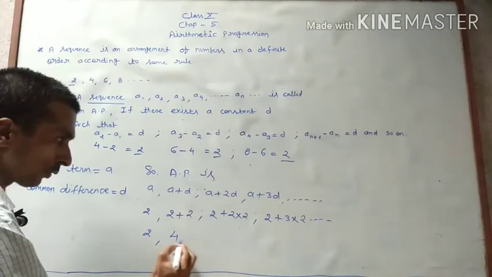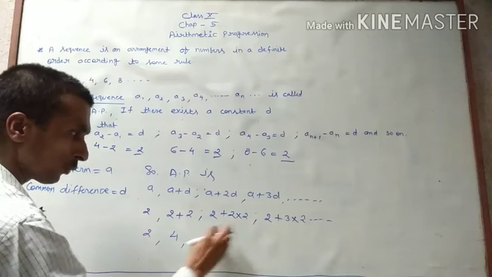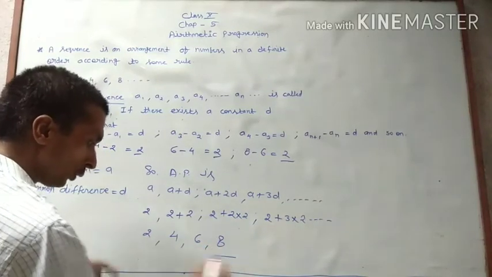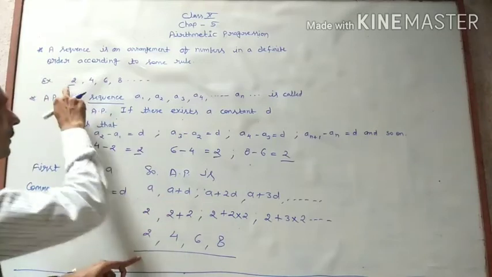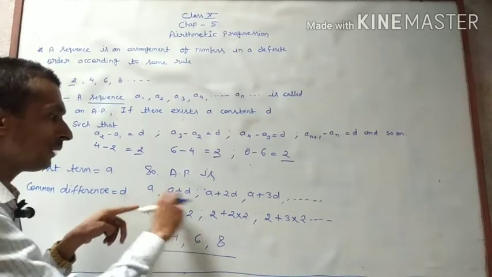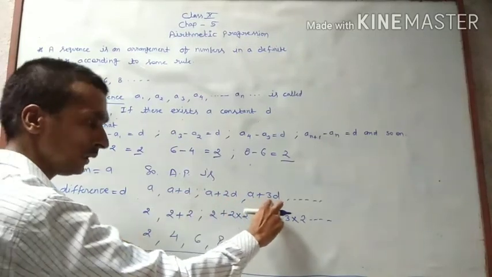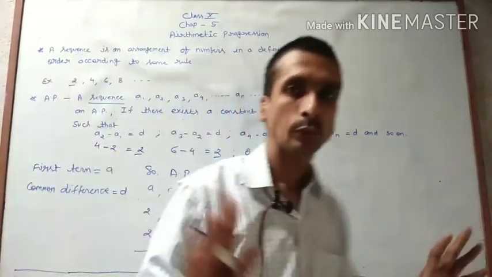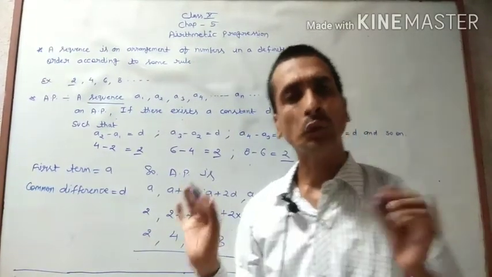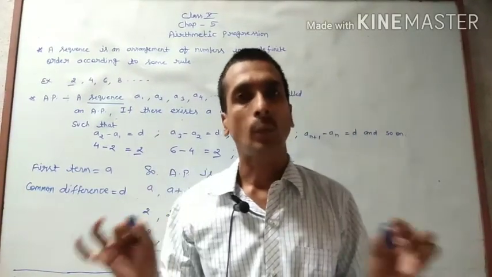2 plus 2 is 4, 2 2 is 4, 4 plus 2 is 6, and 3 2 is 6 plus 2 is 8. So we will get the same numbers, it is written also. So 2, 4, 6, 8 by the rule of A, A plus D, A plus 2D, A plus 3D. Okay, I think you can understand what is the meaning of arithmetic progression. There are only two things, the first term and the common difference.